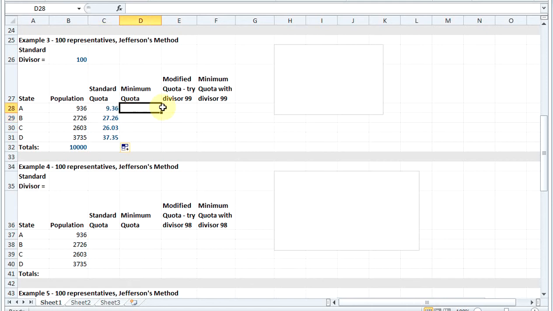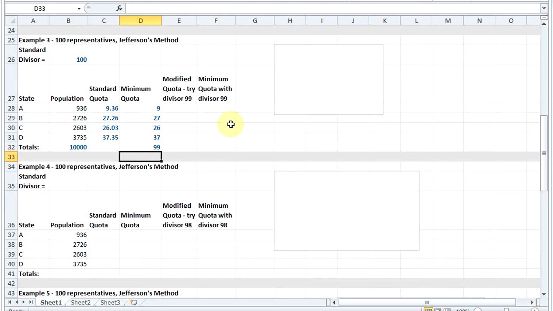Okay, so once we have our standard quotas, we find the minimum quota by rounding each of them down. And if you add the minimum quotas, they only add to 99. And when we had Hamilton's method last time, what we did is we took that extra seat and gave it to whoever had the highest decimal place.